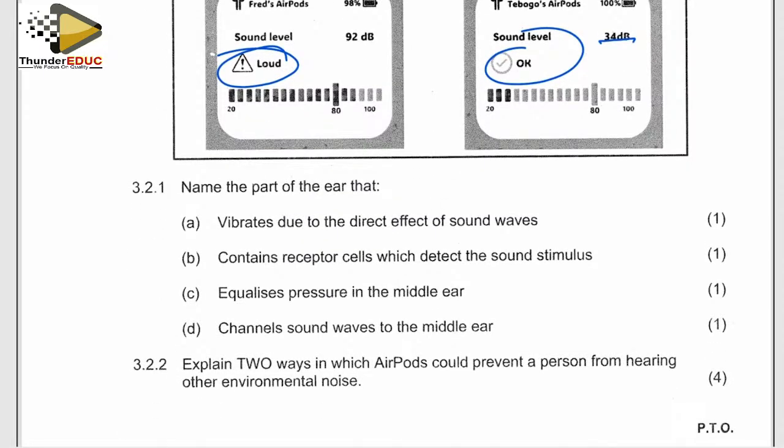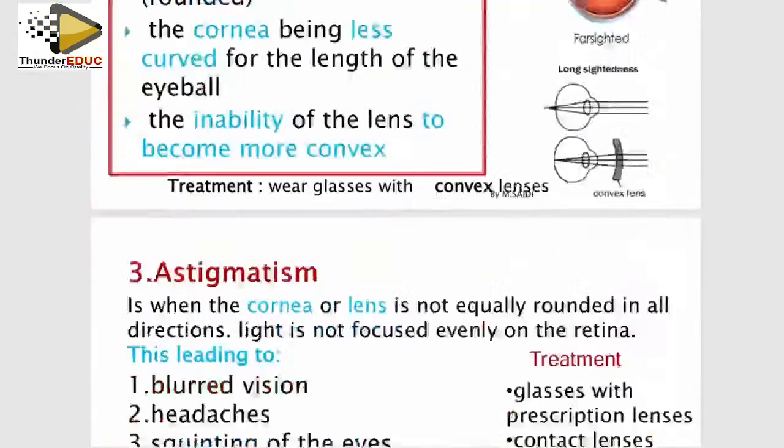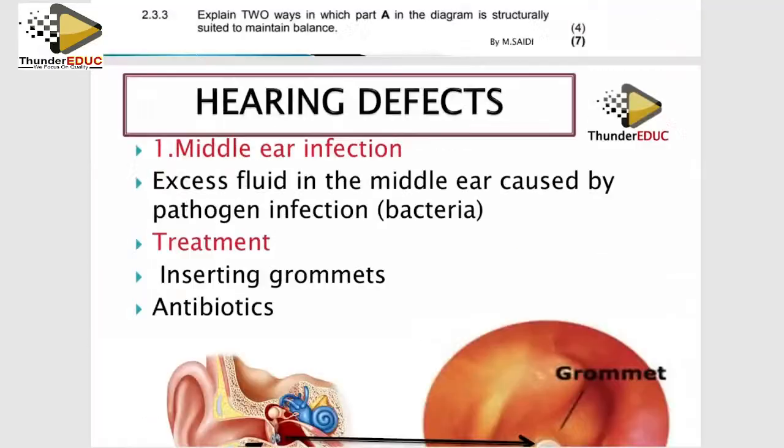Name the part of the ear that vibrates due to the direct effect of sound. That is the tympanic membrane. Which part contains receptor cells that detect the sound stimulus? It is the cochlea, because the cochlea is found in there. That's what we talked about. We are talking about this.